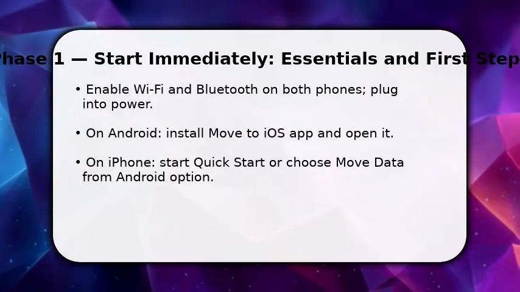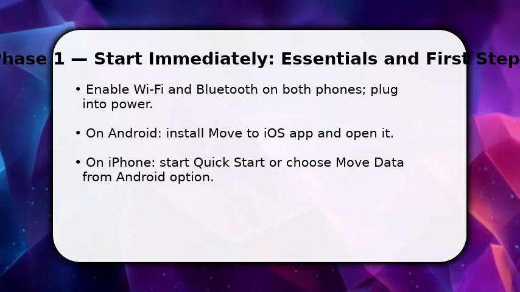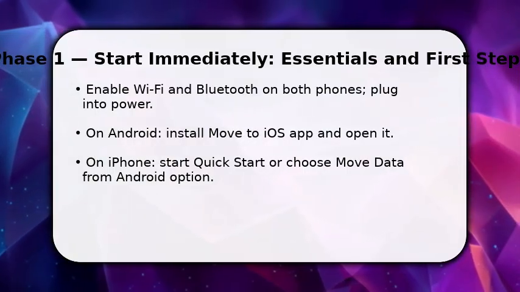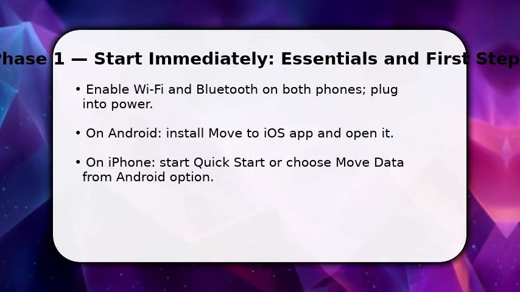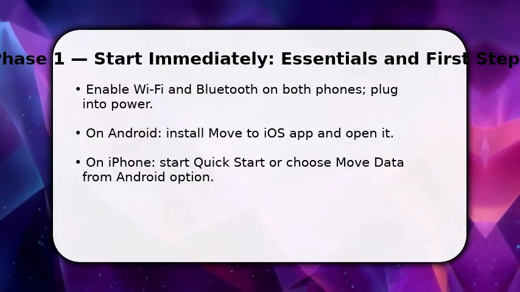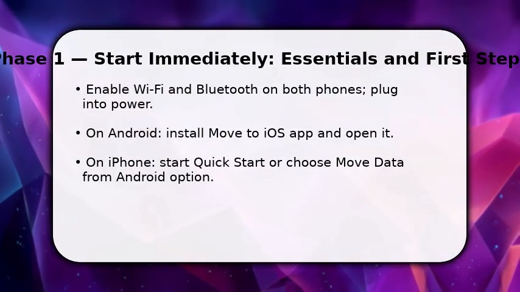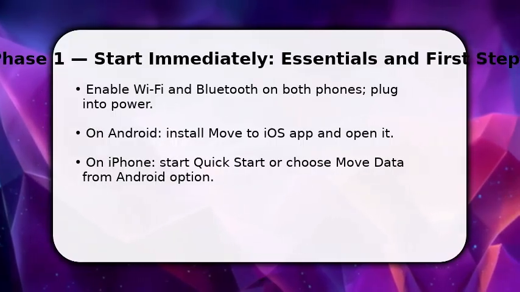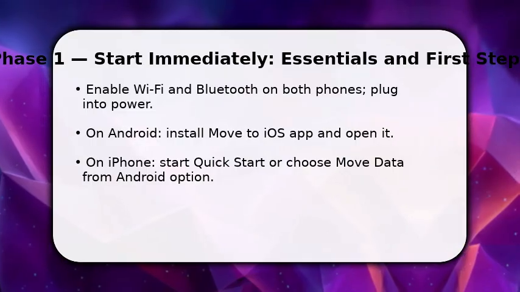You begin by preparing both devices, plug them into power, and enable Wi-Fi and Bluetooth so connections stay stable. On your Android, install and open Move to iOS. On the iPhone, start setup and select Move data from Android or use Quick Start.